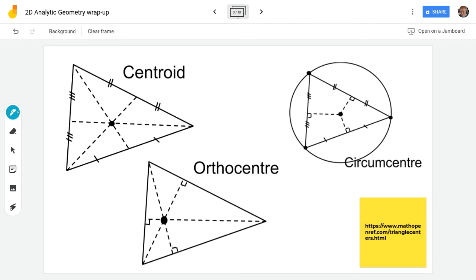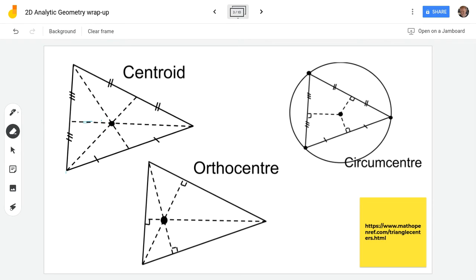The centroid takes all the medians, and it's where they intersect. So you take the median of this side, which is here, you take the median of this side here, and you take the median of this side here, and where they intersect is called the centroid. And the centroid is always going to be in the middle of the triangle somewhere on the inside. Some of the others, the orthocenter and the circumcenter, can be outside the triangle. This one will always be inside the triangle.